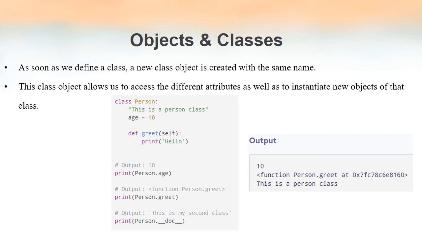Now if you want to access the variables or methods inside the class, we can use that object name. So here the object name is the class name itself, that is person. So person.age means we are accessing the variable age inside the class person. Here we are accessing this variable, so we'll get the output 10. Similarly, with person.greet we are accessing the function, so we'll get the output like this. And we are accessing the doc string like this, person.__doc__, so we'll get the output as the doc string, that is, "This is the person class."